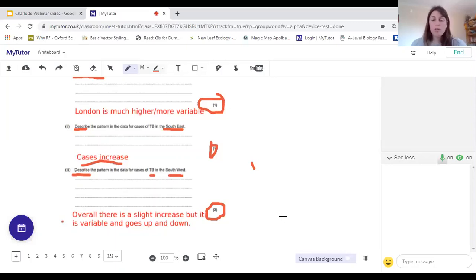So you don't have to say anything particularly data heavy. You just need to be able to describe what you see in the data, and note the command word there for that question. It says describe. So you don't need to give an explanation, you just need to describe what you see. So there is a slight increase, but it is variable and goes up and down.